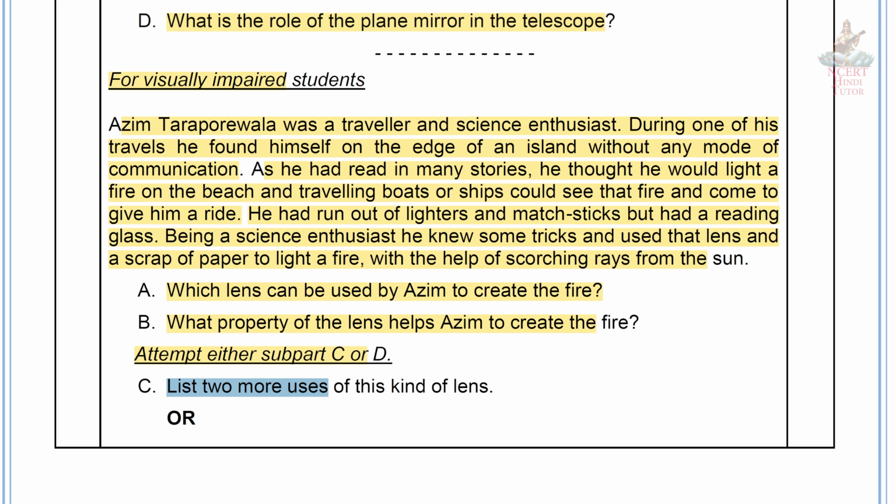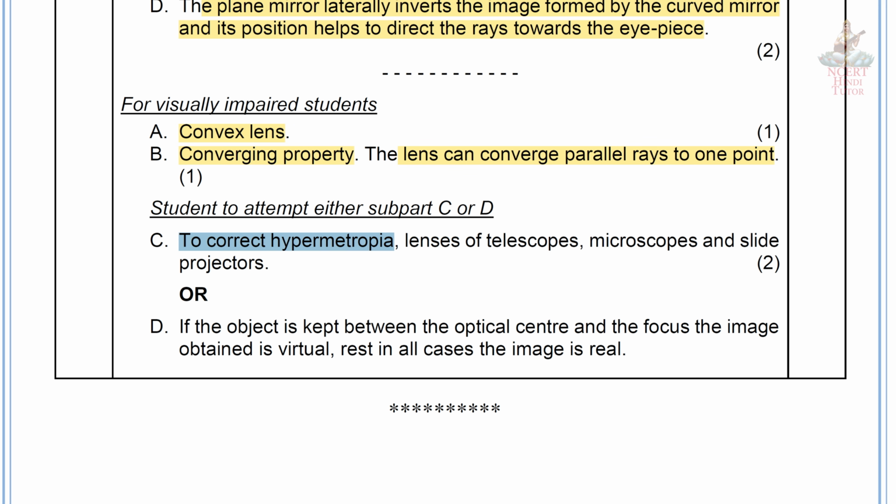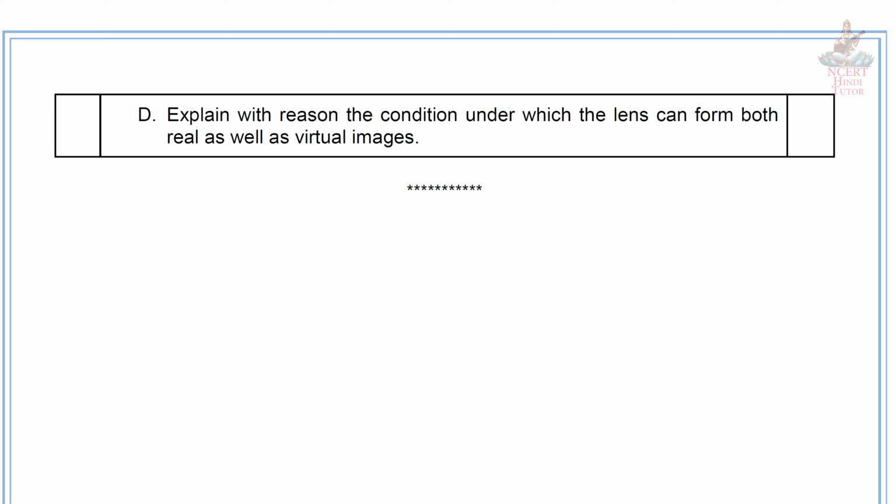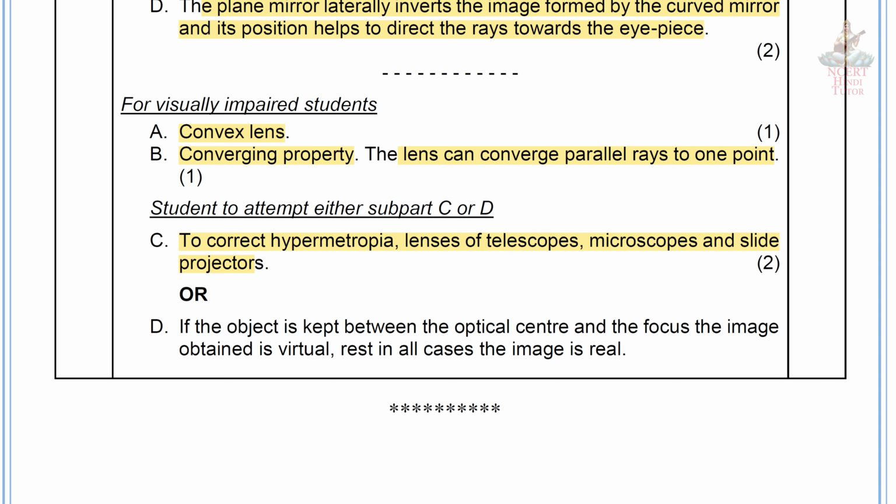C. List two more uses of this kind of lens. Answer. To correct hypermetropia, lenses of telescopes, microscopes and slide projectors. D. Explain with reason the condition under which the lens can form both real as well as virtual images. Answer. If the object is kept between the optical center and the focus, the image obtained is virtual. Rest in all cases the image is real.